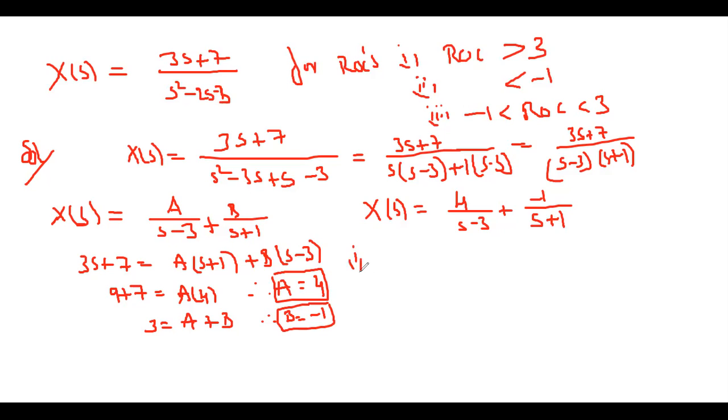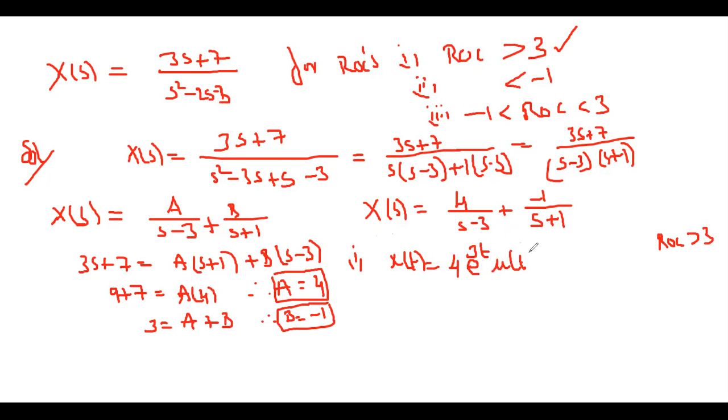Now, for the first ROC, what they are asking is greater than. Greater than means always a positive value only. Whenever one equation is given, the ROC is only one. If it is greater than, you can write positive relaxes; if it is less than, you can write negative relaxes. When the combined equations are given, you can see the value here. First, I am writing the ROC greater than 3, which means positive relaxes only. 4 into s minus a means e power 3t into mu of t.